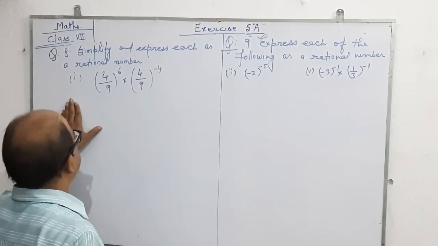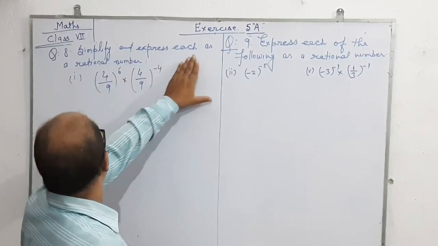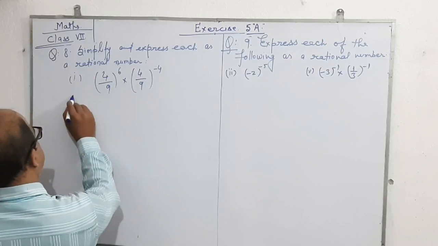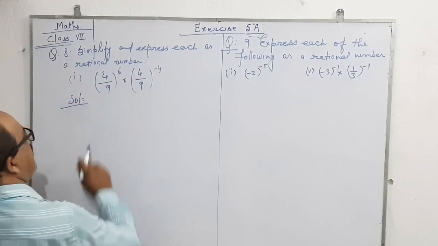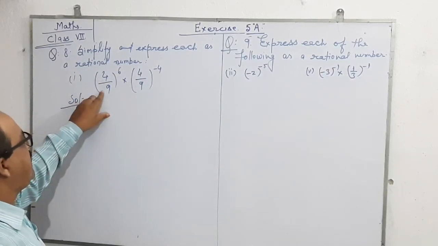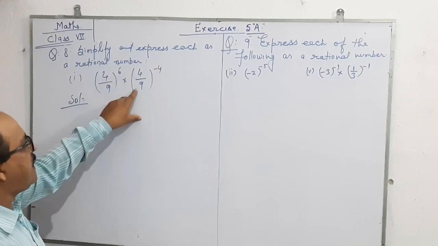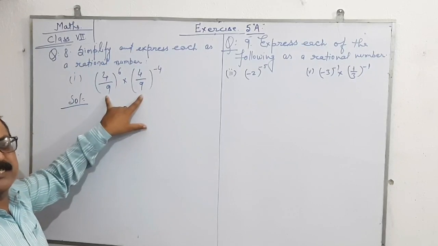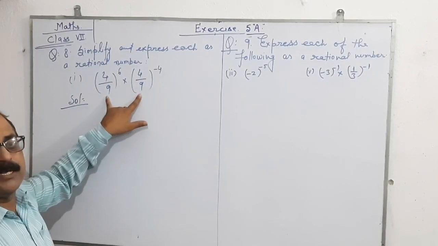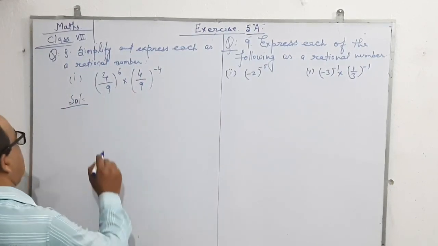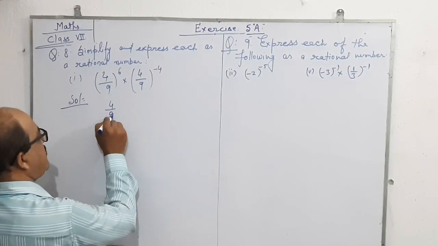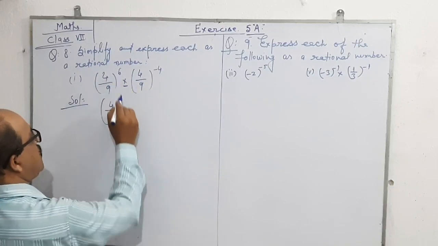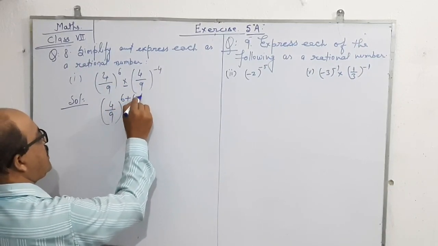In question number 8, simplify and express each as a rational number. Here we have 4 by 9 to the power 6 and 4 by 9 to the power minus 4. Means 4 by 9 in both places. So this is the base. 4 by 9 is the base, and their relation is multiplication. So 6 plus minus 4.